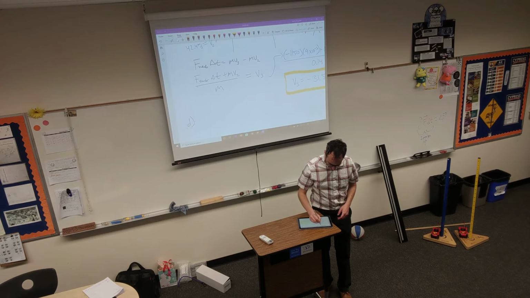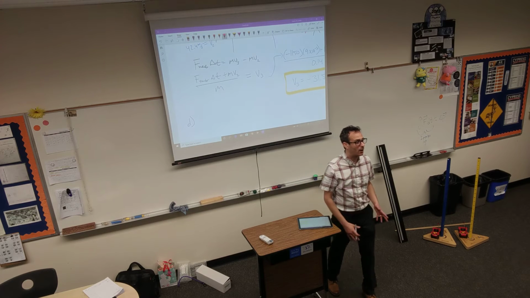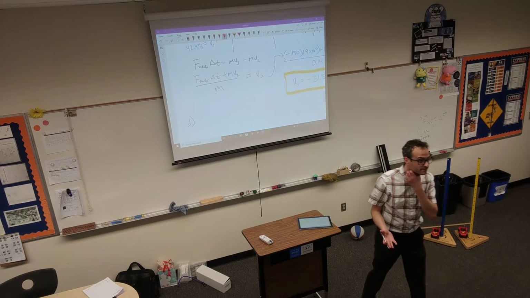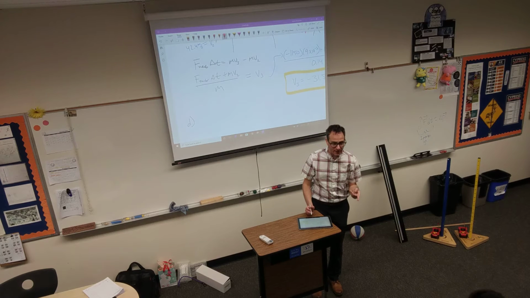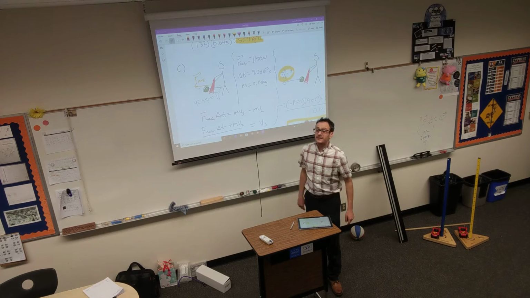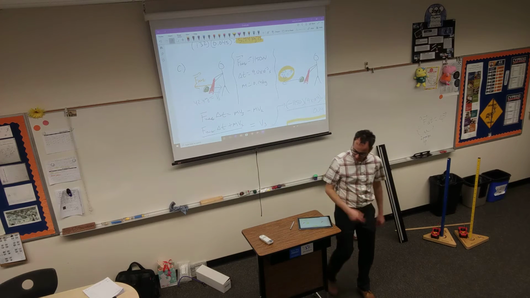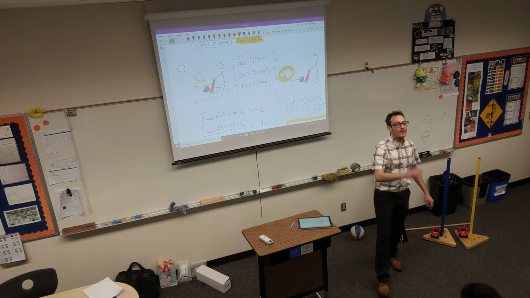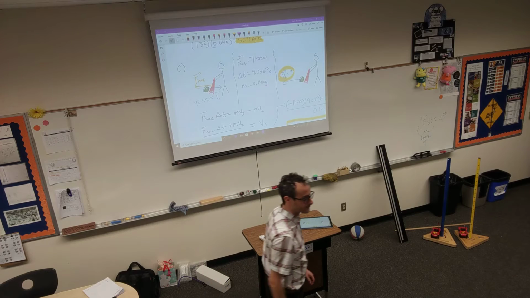And then lastly, this was just a fun one. What is the force that the ball exerts on the bat? 1150 because of Newton's third law. Yes. If the bat is exerting a force on the ball of negative 1150 newtons, then the ball is exerting a force on the bat of positive 1150 newtons.